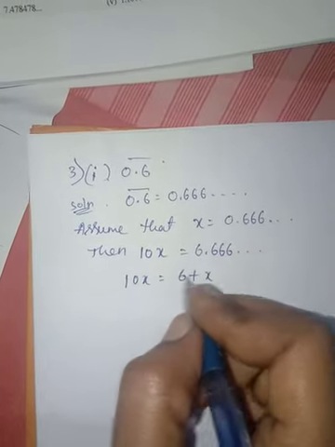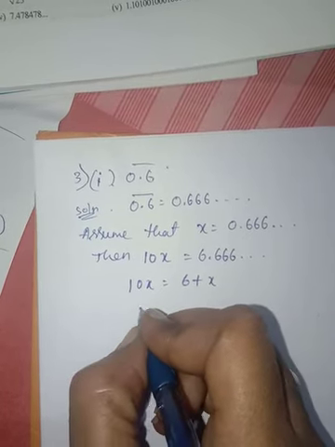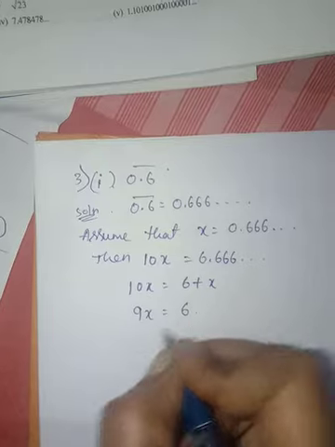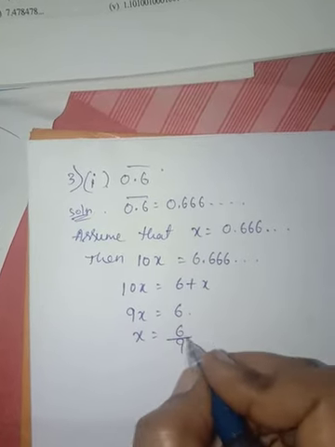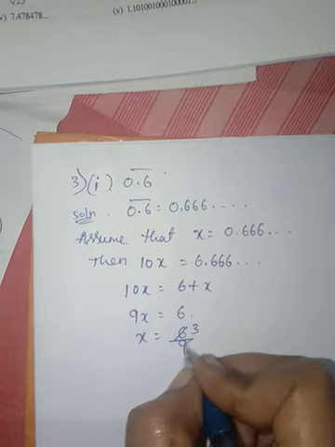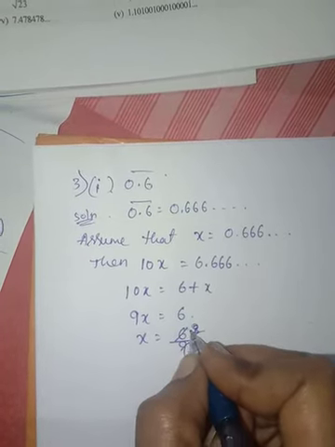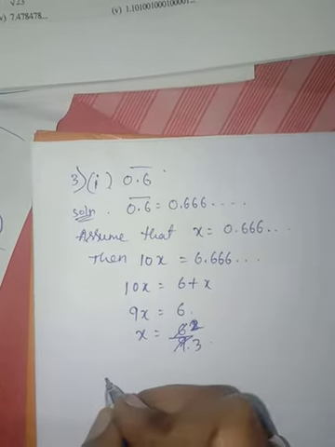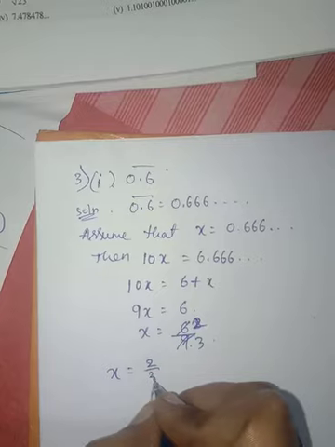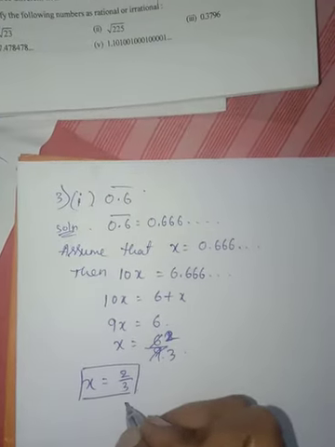Okay, then I am going to take this x to this side. Then 10x minus x becomes 9x, which is equal to 6. Then x is equal to 6 by 9. Cancel out by 3, because 3 twos are 6, 3 threes are 9. Then x is equal to 2 by 3. Okay, we got the answer as 2 by 3.